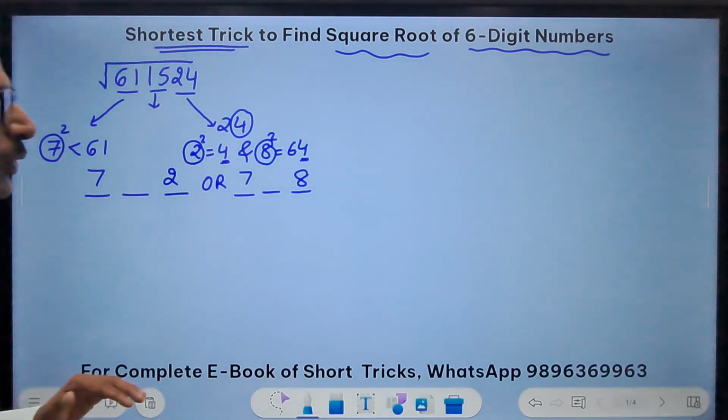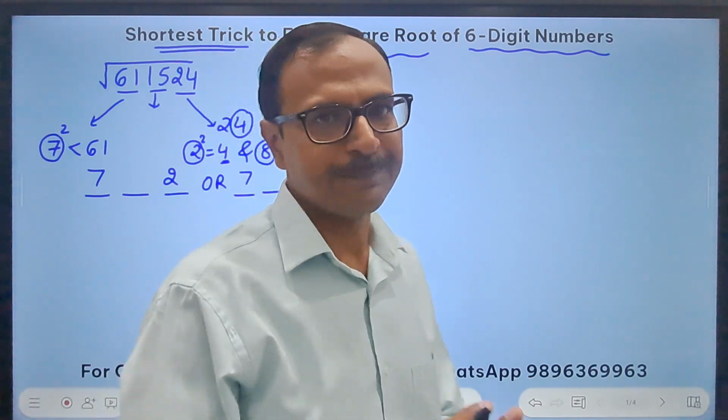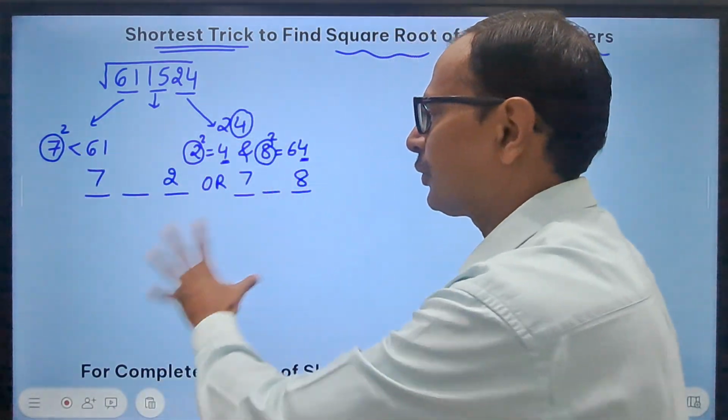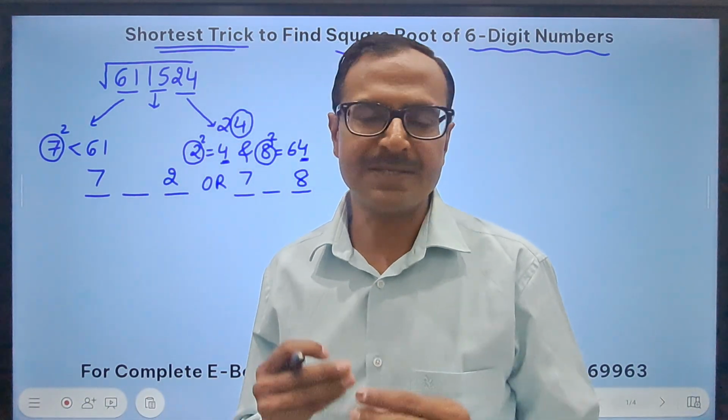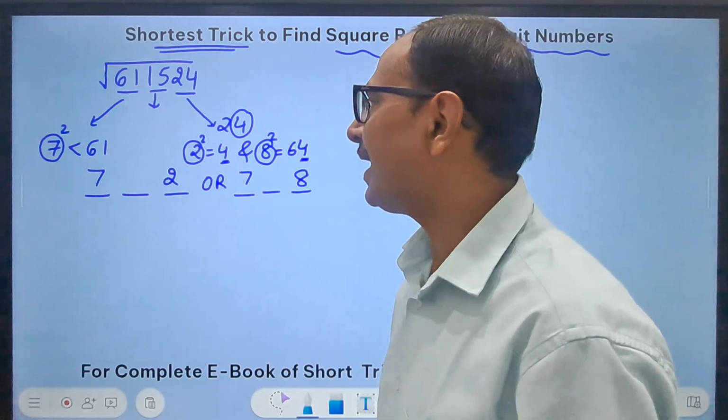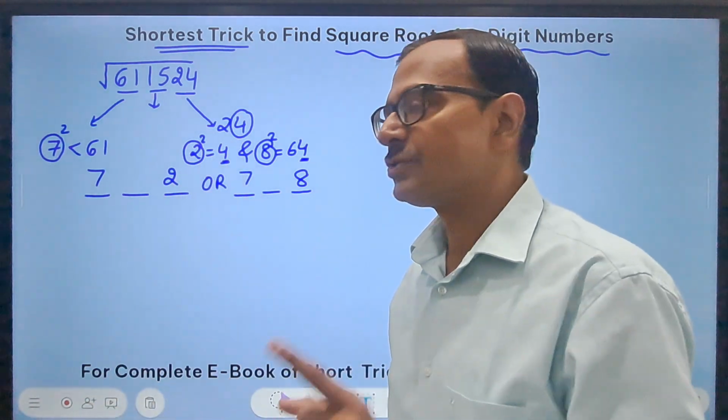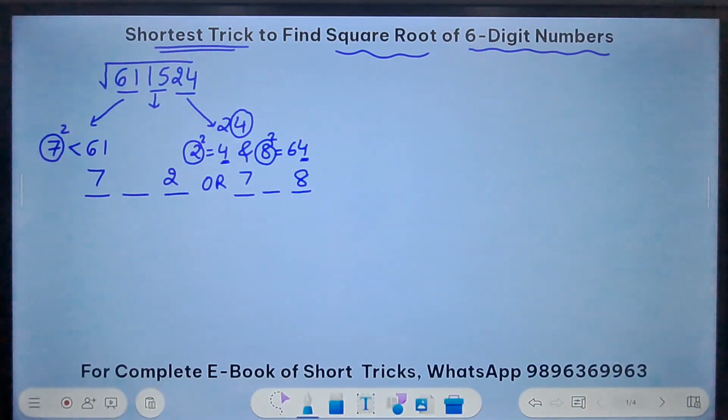Now coming on to the most important part of the trick. I think this much is not going to consume much time. It is just like mental maths. The middle digit is important, so watch what I do now.